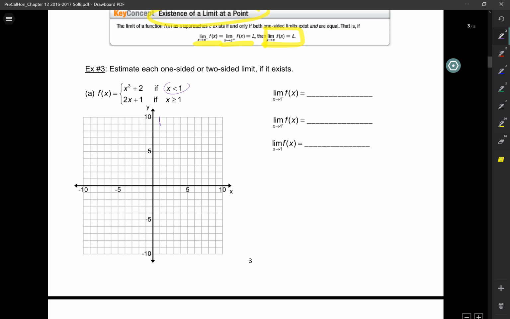Okay, so here, to the left of this, I have this function, which is a cubic function, right? And a cubic function, you know, that looks like this, x cubed plus 2. That kind of looks like that, okay? That's to the left. To the right, I have 2x plus 1. What does that look like? It's a line. Okay, cool.